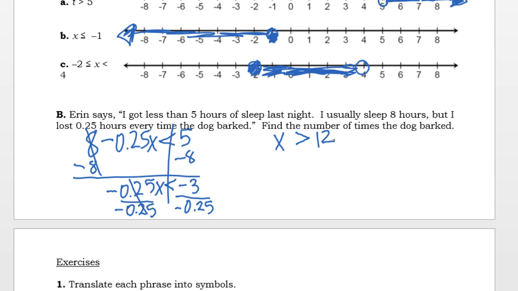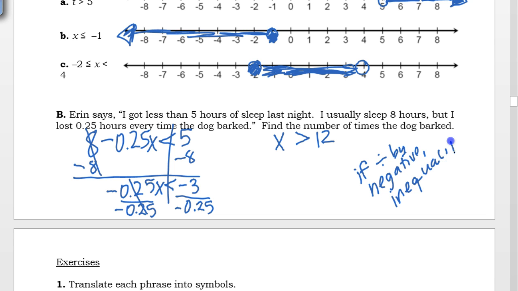So when solving an inequality, your standard steps are still standard. You're going to add, subtract both sides, divide both sides. The only difference is if you divide by a negative, the inequality sign flips.